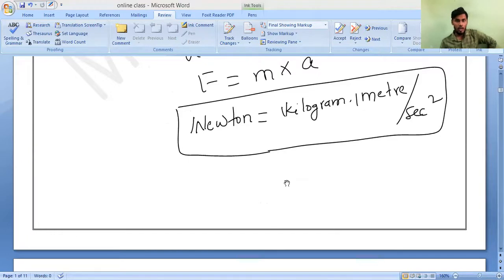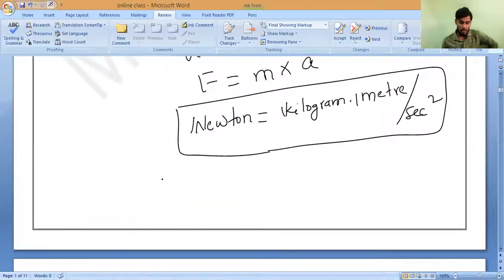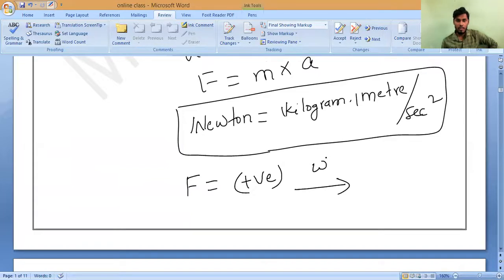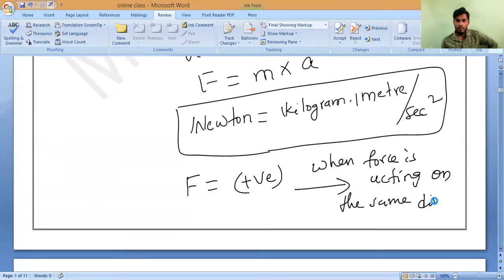Now, you may observe here, a few times I say F is positive and a few times I say F is negative. When I say F is positive, remember, when the force is acting in the same direction of motion, then I will consider F as positive. Do you understand all of you? Yes, sir.